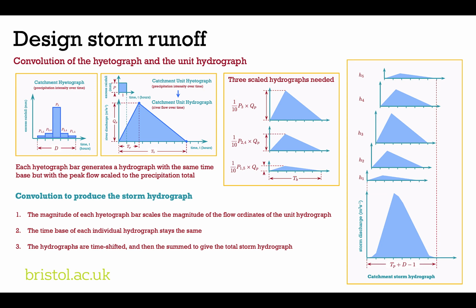So the first hour we have the hydrograph generated by the first bar, the second hour, second bar, and so on and so forth. We time shift those each by an hour, then we add them together, and we can then obtain our catchment storm hydrograph. Note that the time base of the storm hydrograph is equal to the time base of the unit hydrograph plus the duration of the storm minus 1 hour, and also that the hydrograph according to this method is the runoff for an excess precipitation total of 10 millimeters. So just be careful when you're working out how to factor the ordinates of your unit hydrograph.